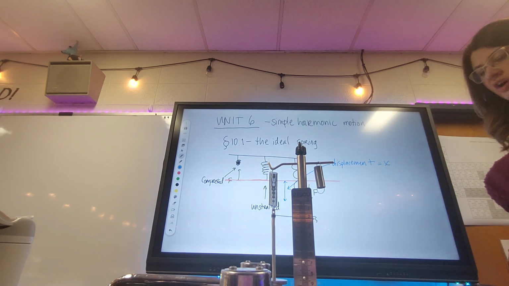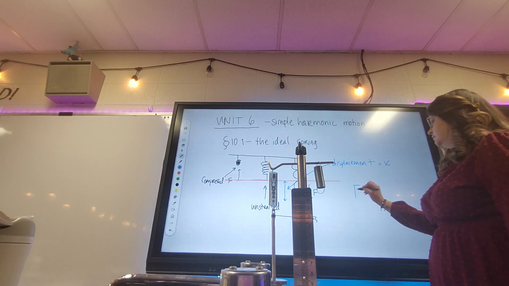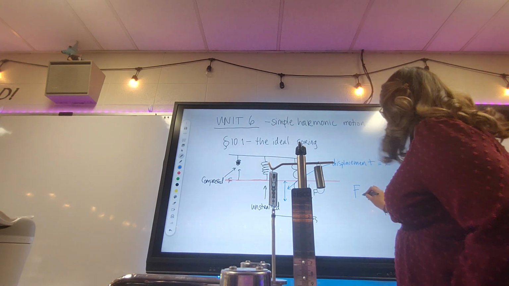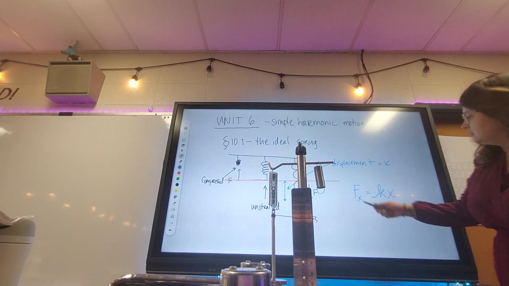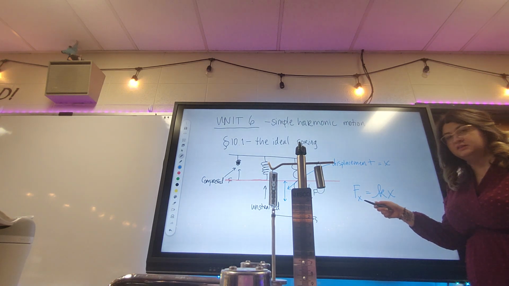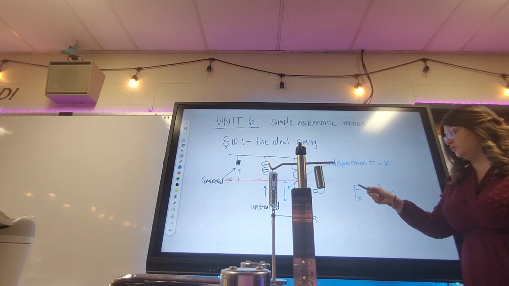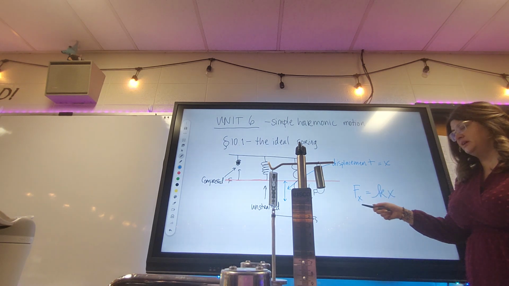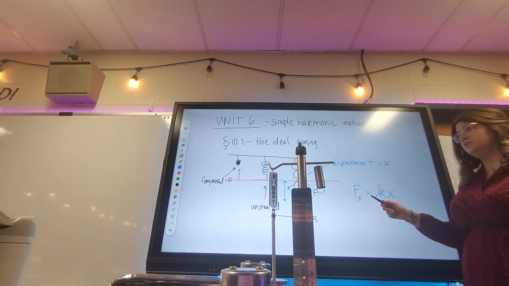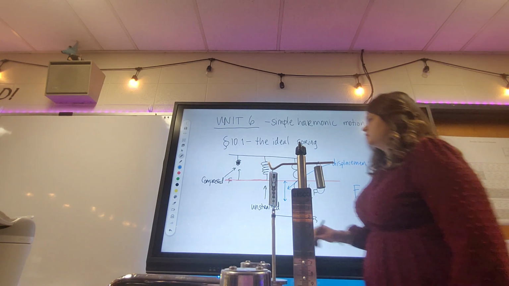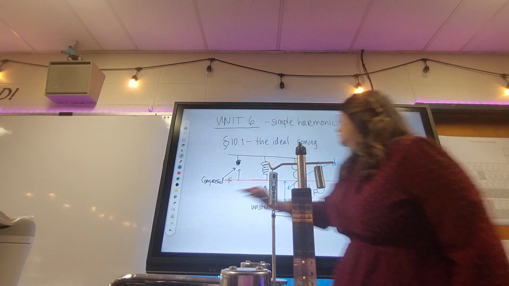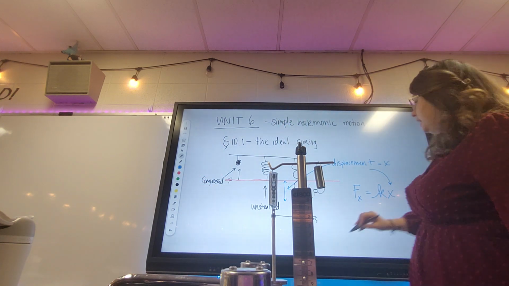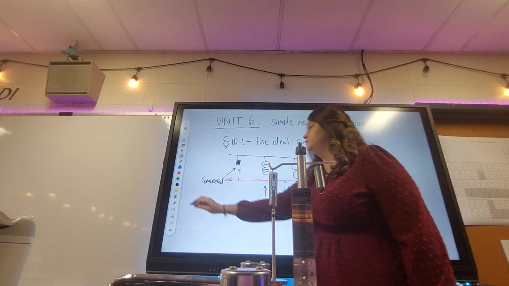And so Hooke's law states that the force applied to displace the spring, which is why we have F sub x, so this is the force that's being applied to the spring, is equal to k times x. Okay, so x is the displacement, and displacement is measured in meters.